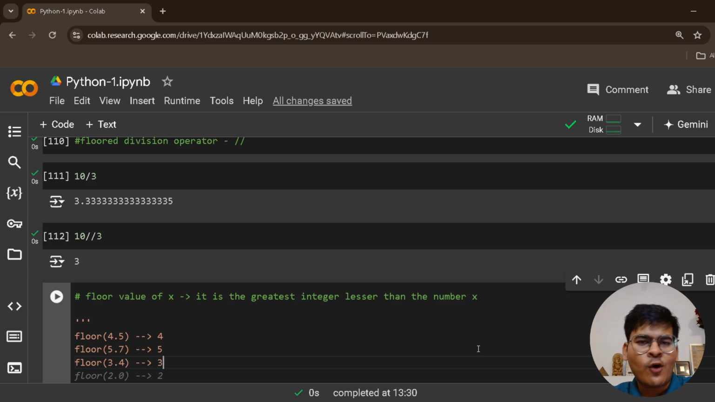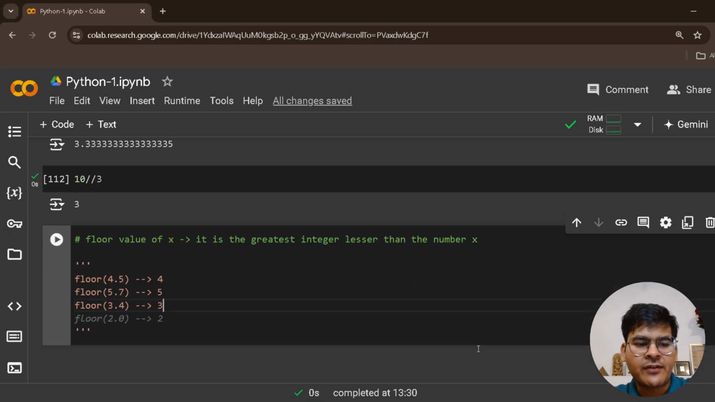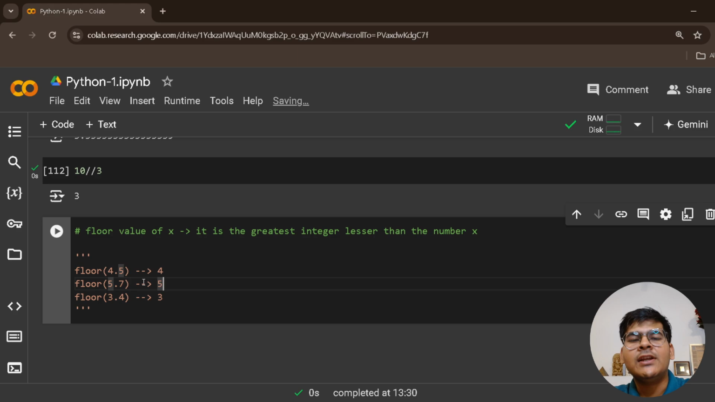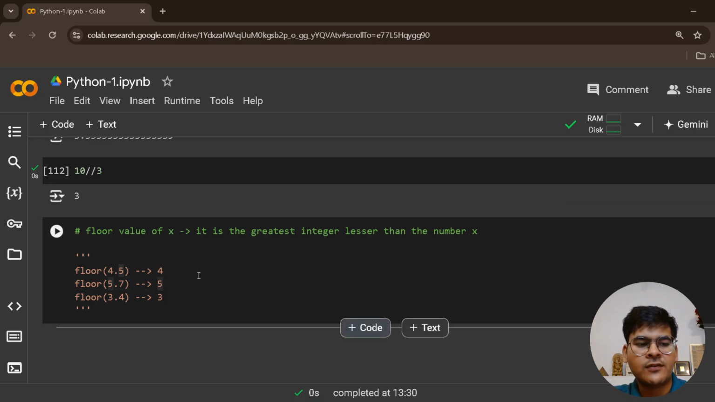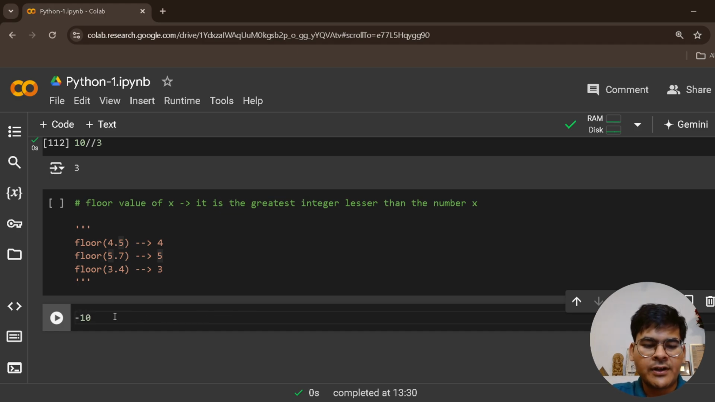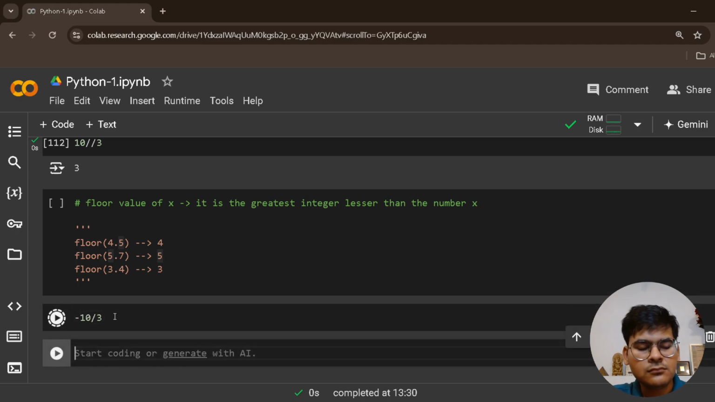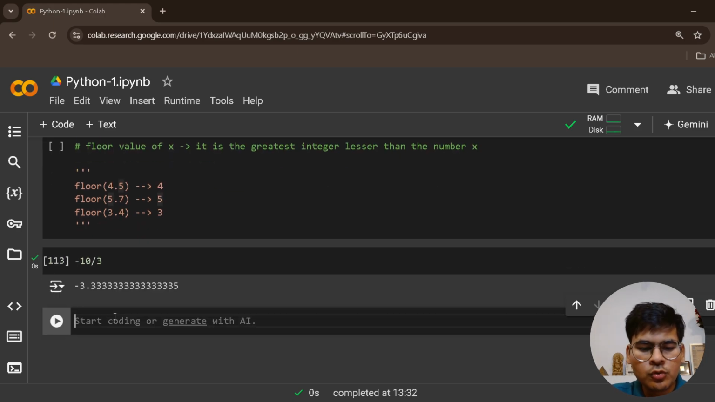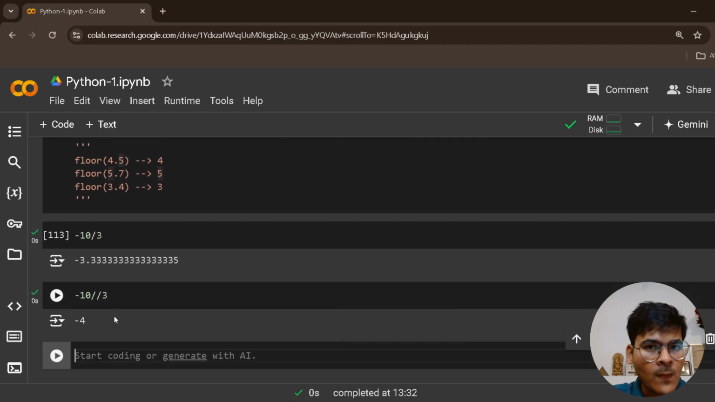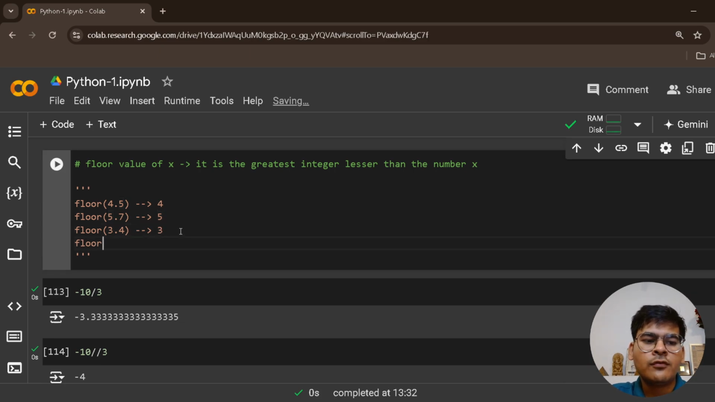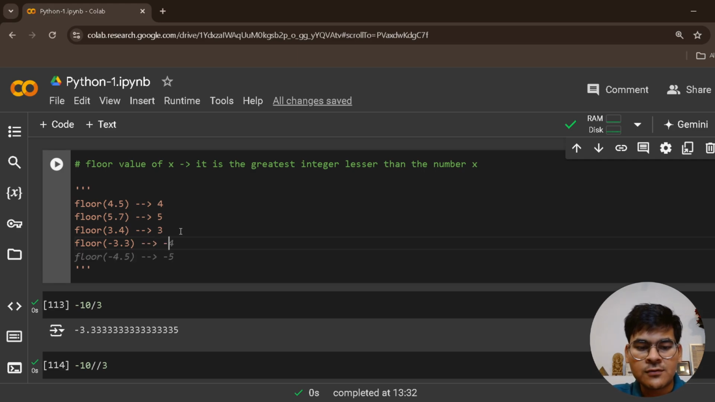So AJ, is it that I always get the integer part of the decimal number as floor value? Again, a very common misconception. Let me clarify that. This holds true unless and until you are dealing with positive floating point numbers. But if you deal with negative floating point numbers, this doesn't hold true. Okay, for example, if I perform minus 10 divided by 3, what is minus 10 divided by 3? Minus 3.33, right? But if you do minus 10 floor division 3, interestingly, it will give you minus 4. Why? Because the floor value of minus 3.3 is the lower value, which is minus 4.